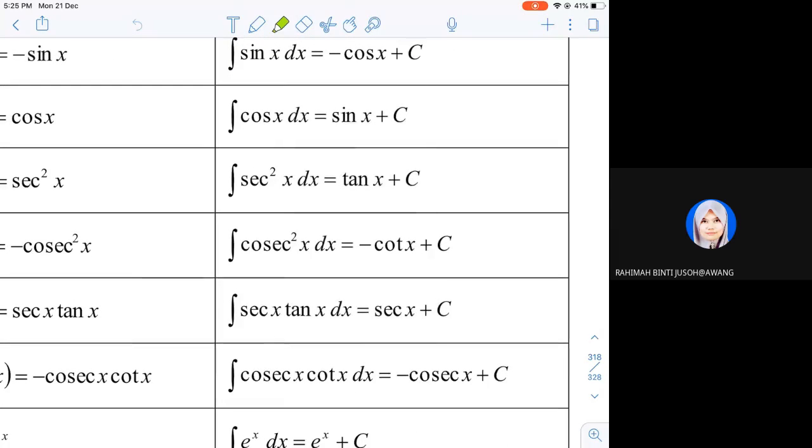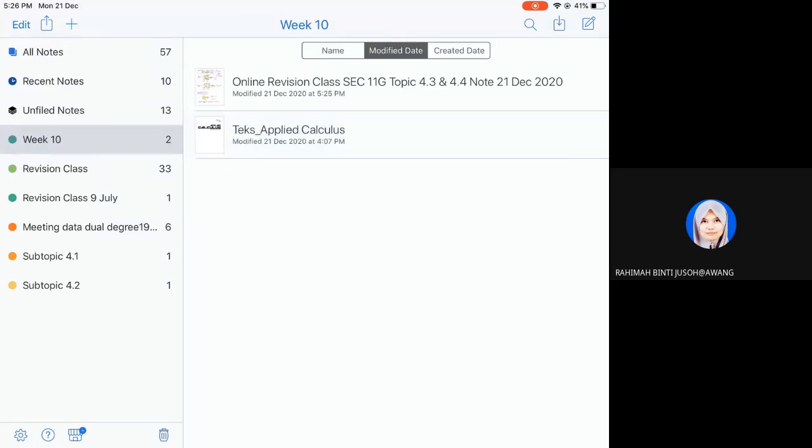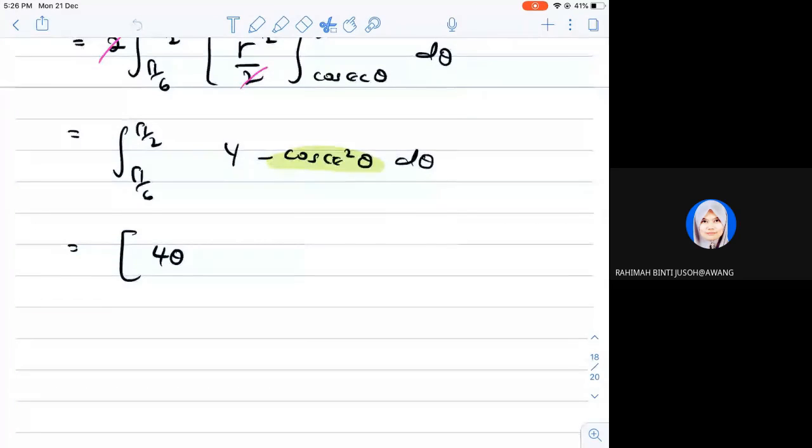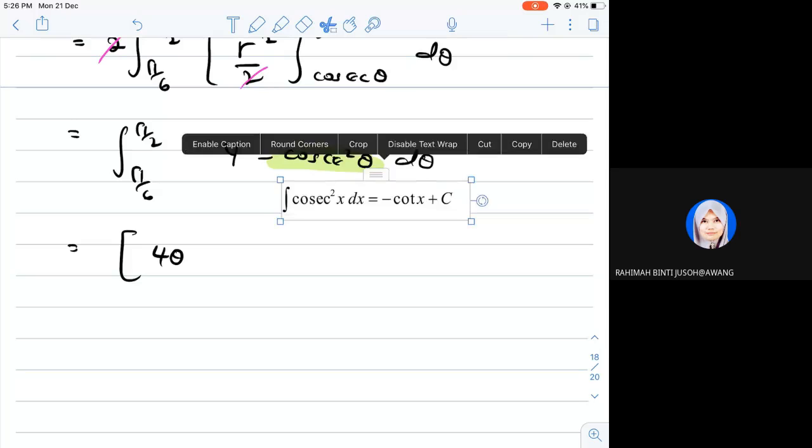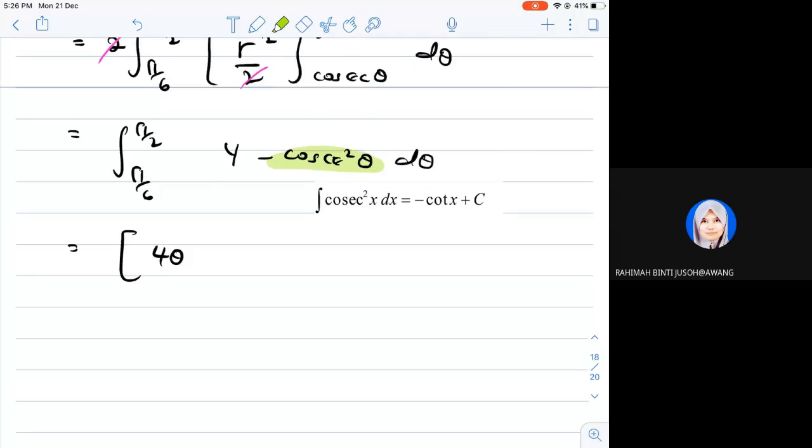We have this, so we need to use this one. Integrate cosecant squared becomes cotangent, negative cotangent x. Okay, so we will use this. So, what happened? Plus or minus cot? Plus. Yes, becomes plus sebab dia negatif ni kan. Ni negatif ni. So, dia jadi plus lah. Okay, so plus cotangent theta. Substitute pi over 2, pi over 6.